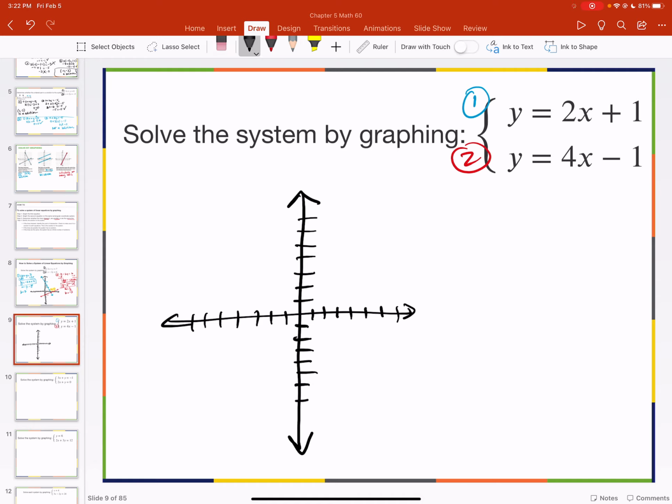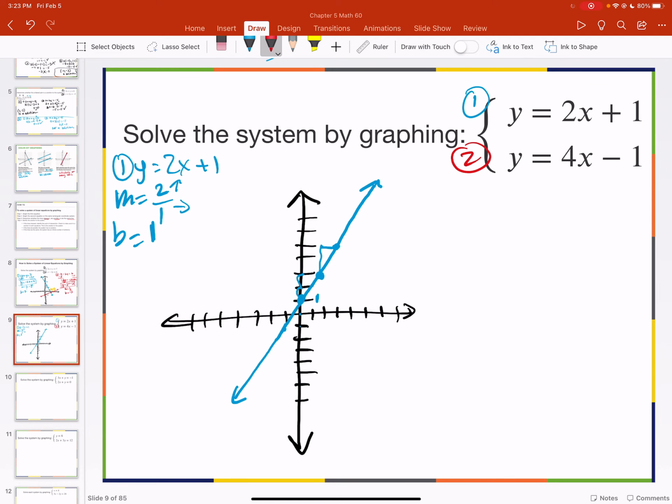Okay, so for the first one, the starting point is what? It's y equal to 2x plus 1. So the slope is 2/1, right? And b is 1, so that means it starts at 1, okay? And then it's both positive, so it goes up and to the right. So it goes up 2, over 1, up 2, over 1, like that, right? And so on. It could also go down 2 and to the left 1, because negative divided by a negative is a positive. So there you go.